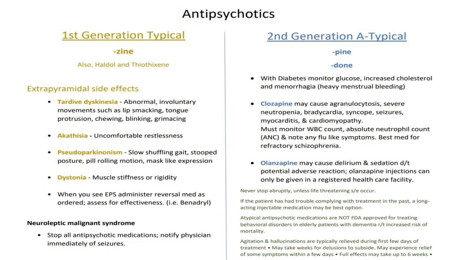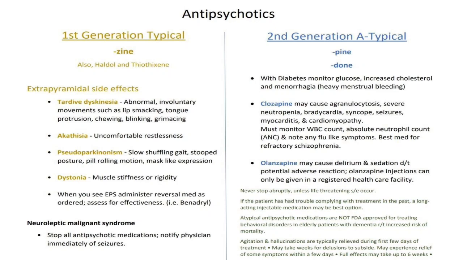Extrapyramidal side effects include tardive dyskinesia, which is an abnormal involuntary movement such as lip smacking, tongue protrusion, chewing, blinking, and grimacing. Akathisia is an uncomfortable restlessness, kind of like feeling like you're crawling out of your skin, or like restless leg syndrome. Pseudo-parkinsonism is a slow shuffling gait, a stooped posture, pill-rolling motions in the hands, and a mask-like expression. Dystonia is muscle stiffness or rigidity, and that can happen all over the body.